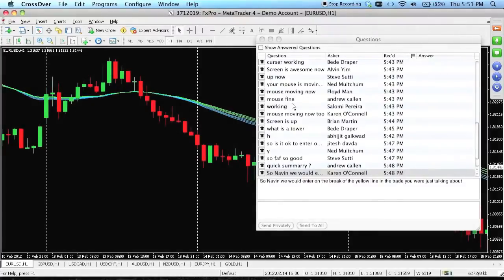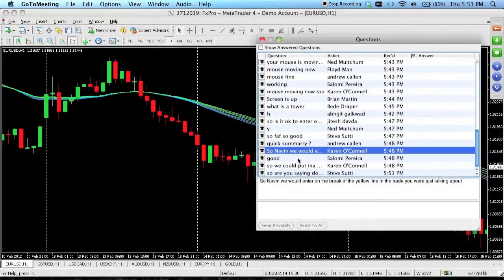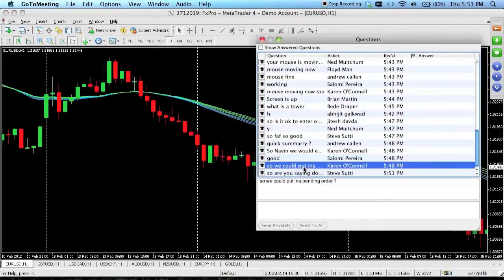we've gone through a good example. Now we're going to go through an example that would not work. Karen's saying, so we could put it in a pending order. Yes, as soon as the candle closes, put it in a pending order.